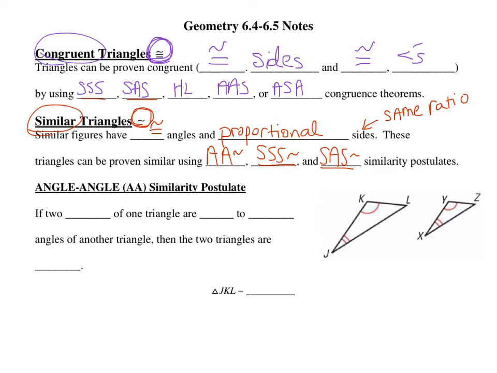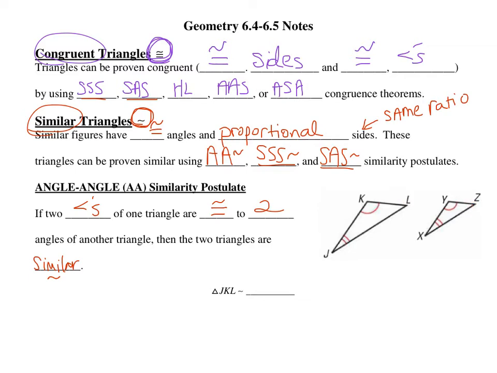So the first one, angle, angle, or AA, is if we have 2 angles in one triangle that are congruent to 2 angles in another triangle, then the 2 triangles are similar. That's the symbol for similar also. The reason for that is because once we have 2 angles that are the same, we can subtract from 180 to figure out the third one. So really, all 3 angles are going to end up being the same size.